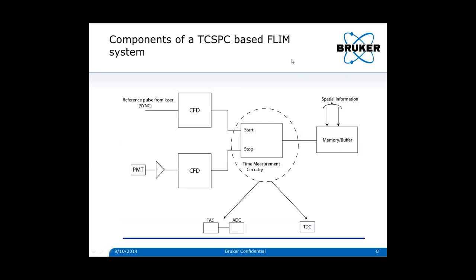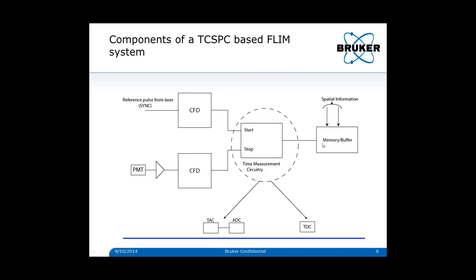Okay, moving on. What are the basic components of a TCSPC-based FLIM system? So here we have our reference pulses coming from a pulsed laser. These go through a discriminator, and then the discriminator actually triggers the start input of a stopwatch. And then down here we have our photomultiplier tube that converts incoming photons into PMT pulses that get amplified and then go through this detector, and then the output of the detector triggers the stop input on the stopwatch. This way we measure the time between the excitation pulse and the arrival of the photon.